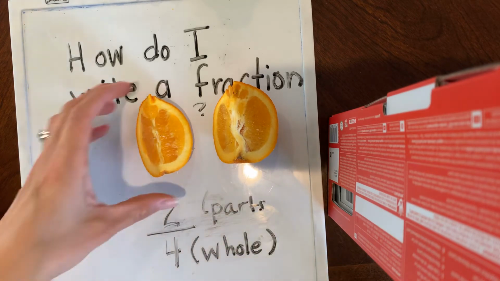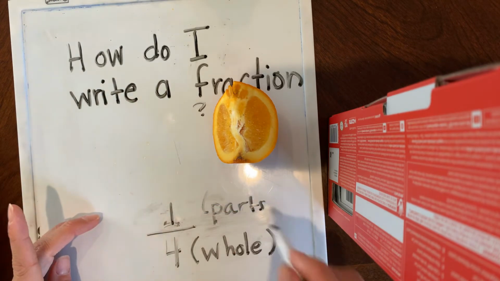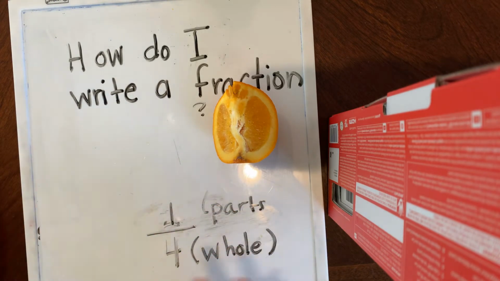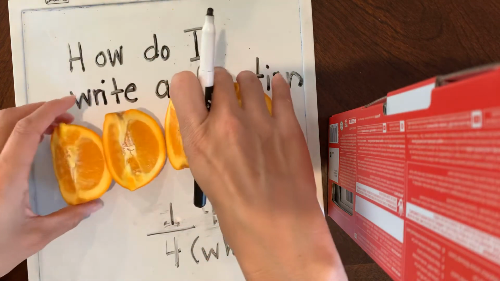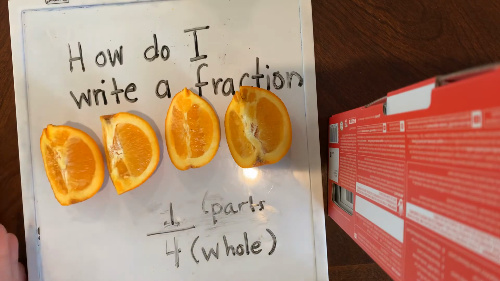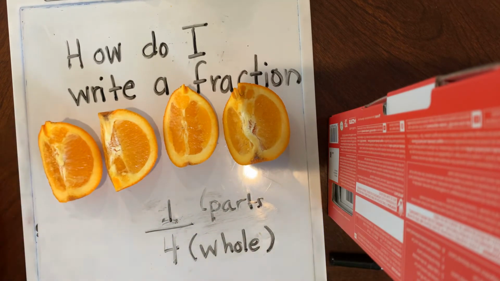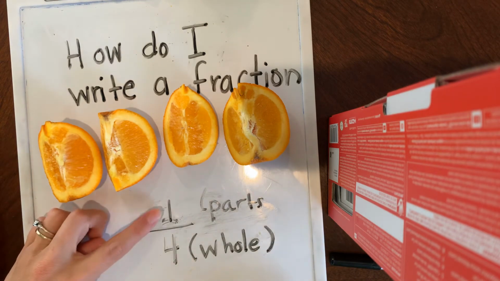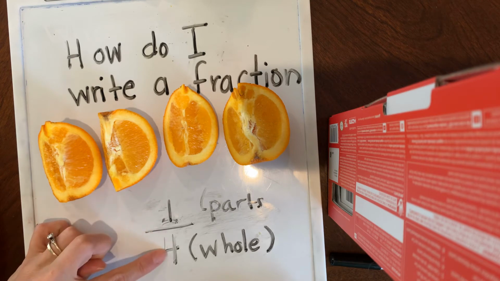And that number can change depending. Maybe I only had 1 part out of my 4. Maybe my daughter wanted 1. Maybe my other daughter wanted 1. So then I ended up with 1 part out of 4 whole. So that's how you write a fraction. You have your parts over your whole, or you have 1 out of 4.